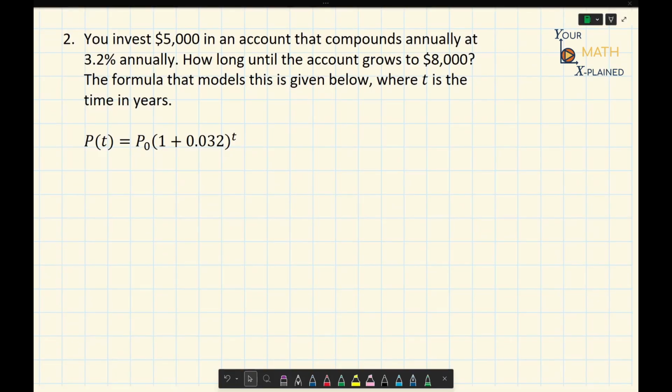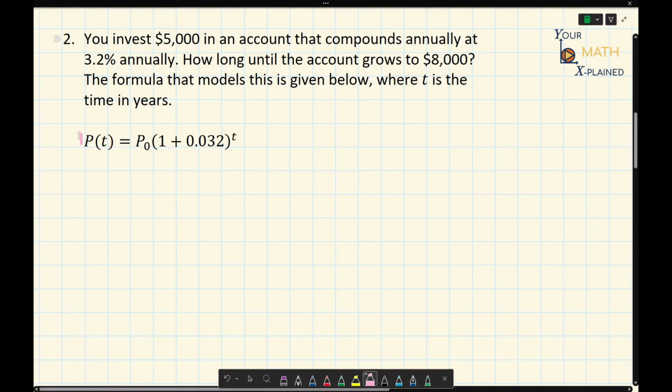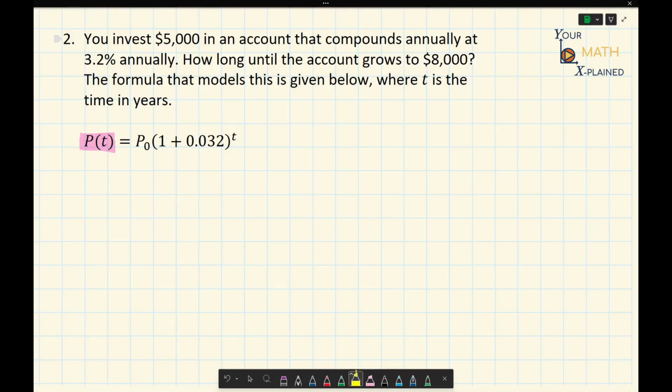The next example models how money grows in a bank account. So let's say you invest $5,000 into an account that compounds annually at 3.2%. So how long is it going to take for the account to grow to $8,000? And the formula that models this is given on the screen here. So just like the previous question, this notation means that P of t is the amount that is in the bank after t amount of years. Because here we're given that t is the time in years. And then similarly, P0 is just P of 0, meaning your starting principal.